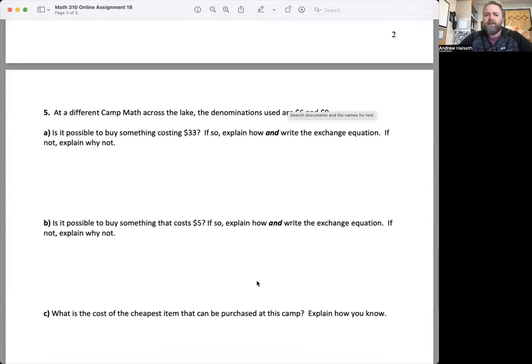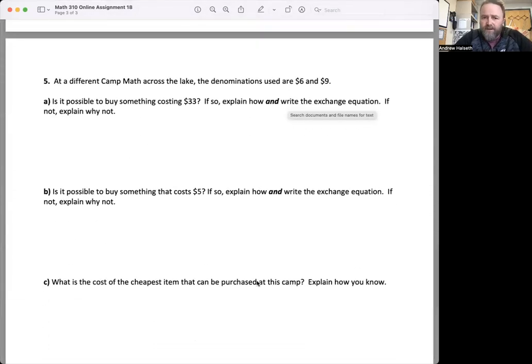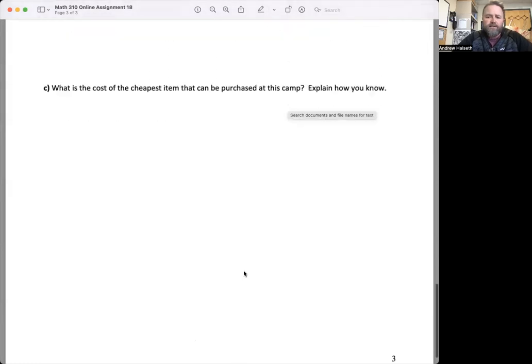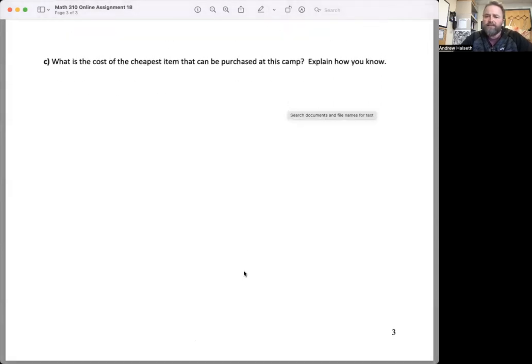Finally, we'll do a different camp math with some different denominations, 6 and 9 in this case, and some similar questions. Can you buy it? If so, write the exchange equation and then end with what's the cheapest item that can be purchased. Okay. And that's it for assignment 18.